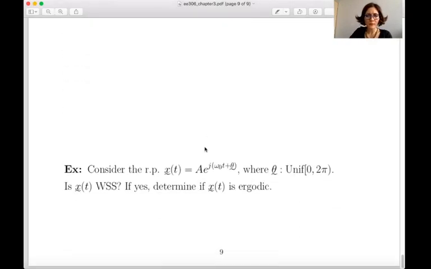So let's also look at the second example, which is the last example of this chapter. Here we have a random process x of t. This is again a complex exponential. Its amplitude is fixed and deterministic. Its frequency is fixed and deterministic. Again, the phase is random in here. So theta is uniformly distributed between 0 and 2 pi. It's a similar example actually. So is x of t wide-sense stationary? Let's first answer this question. Then if yes, let's determine if x of t is ergodic.